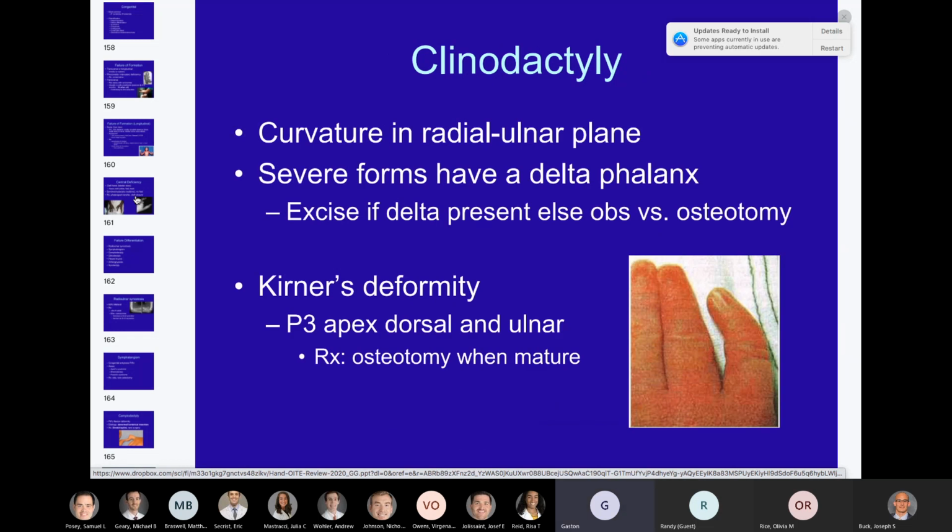Clinodactyly is a coronal plane malalignment. Typically, they'll have a delta phalanx. Observation, unless it interferes with function, and then it's going to be either an osteotomy through the delta phalanx or excising the delta phalanx if it's like a little bitty thing. If they give you the small finger P3 and it's this funny looking curved P3, the answer is that's Kirner's deformity, and it's osteotomy when it's big enough.